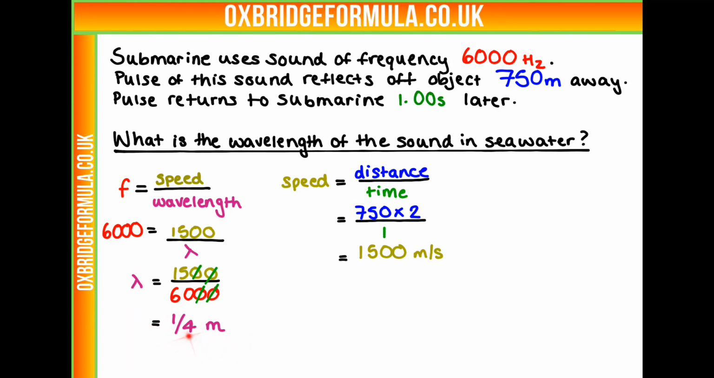Now, this isn't one of the answers we can choose from, so we're going to need to convert this. So let's convert it into centimetres. And by doing that, we know that 1/4 of a metre is just going to be 25 centimetres. So our final answer is B.